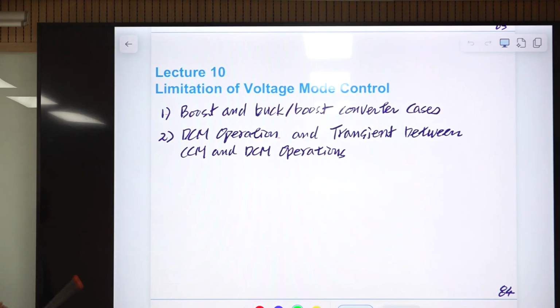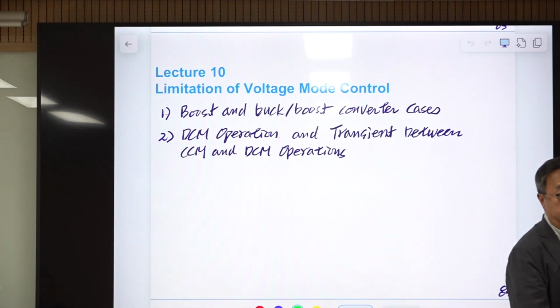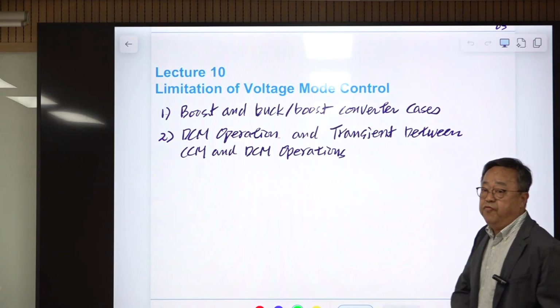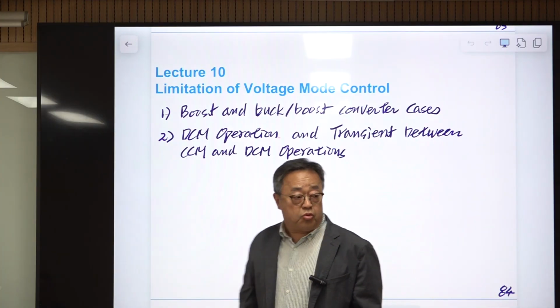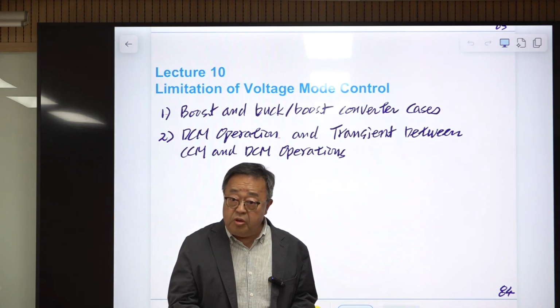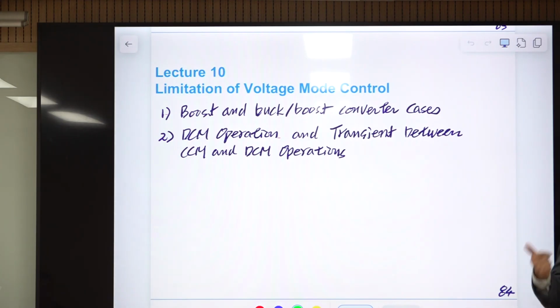Okay, this is a continuation of the previous lecture. We are discussing the limitation of voltage mode control for the boost and buck boost converters, and we found out that voltage mode control is not compatible with the boost and buck boost converters, or any other variation of them. You can make the converter stable, but the closed loop performance will be very poor.